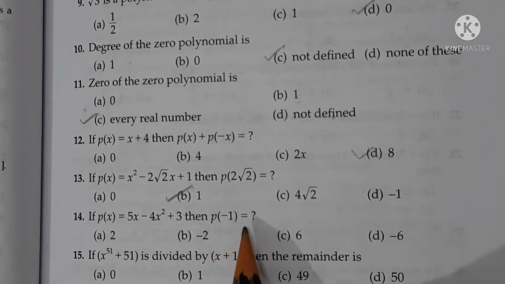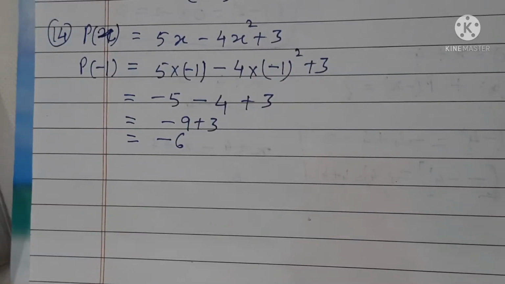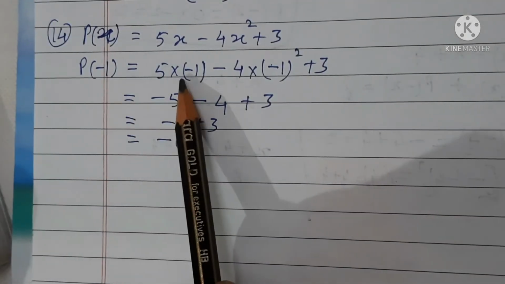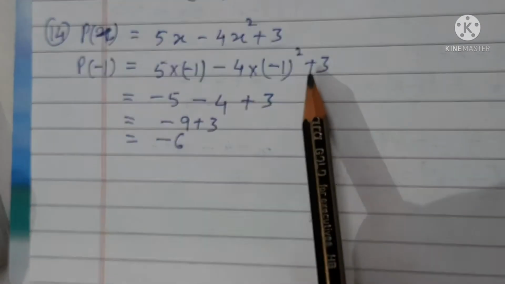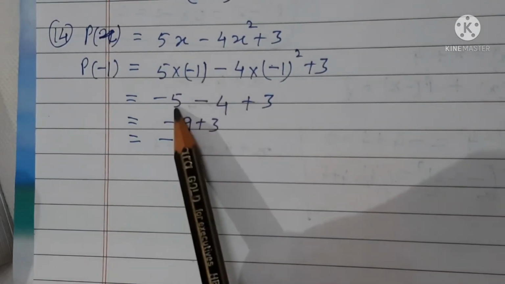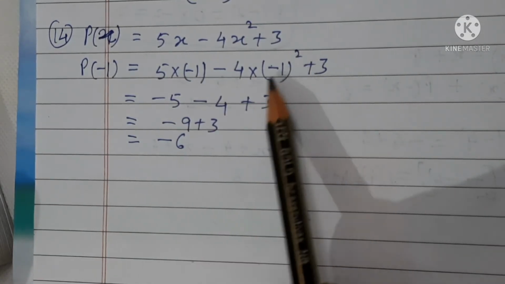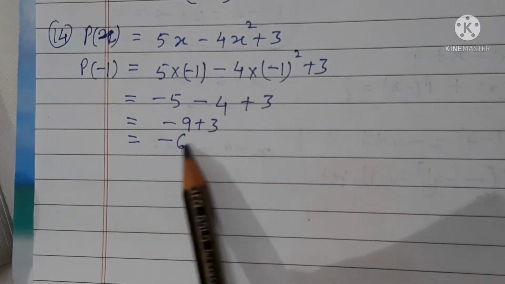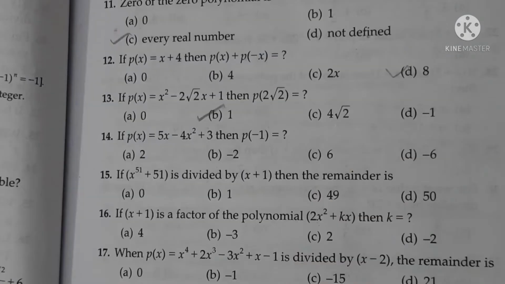Next, px is equal to 5x minus 4x square plus 3. Solve the value p minus 1. See the 14 part. P minus 1, substitute this value: 5 into minus 1 minus 4 into minus 1 square plus 3. So this becomes minus 5 and this is positive, 1 into minus 4 is equal to 4 plus 3. Solve it, minus 6. So our option D is correct.